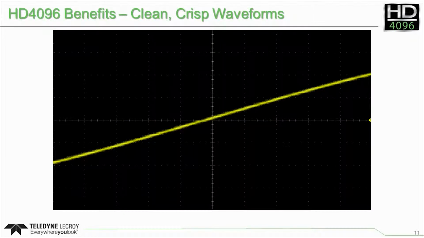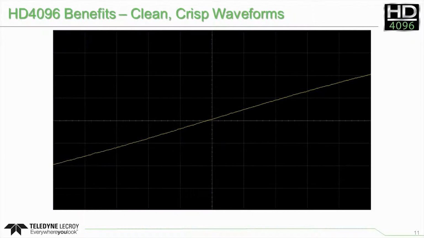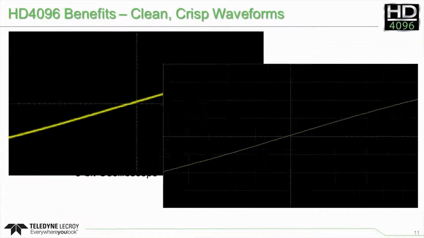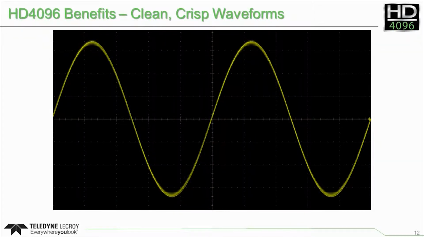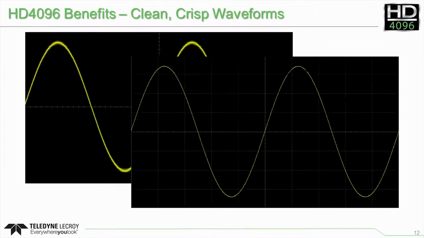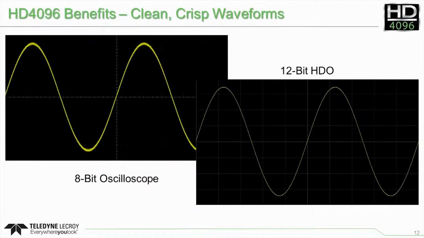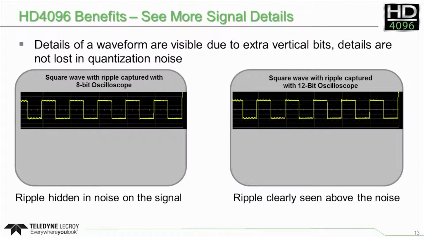Here is a similar comparison with a simple ramp. First captured on an 8-bit oscilloscope, then captured on the 12-bit high-definition oscilloscope. Lastly, this sine wave was captured on an 8-bit oscilloscope, and compared to the same sine wave captured on a 12-bit high-definition oscilloscope. Beyond crisper, cleaner waveforms, HD4096 technology enables the oscilloscope to display more signal details.